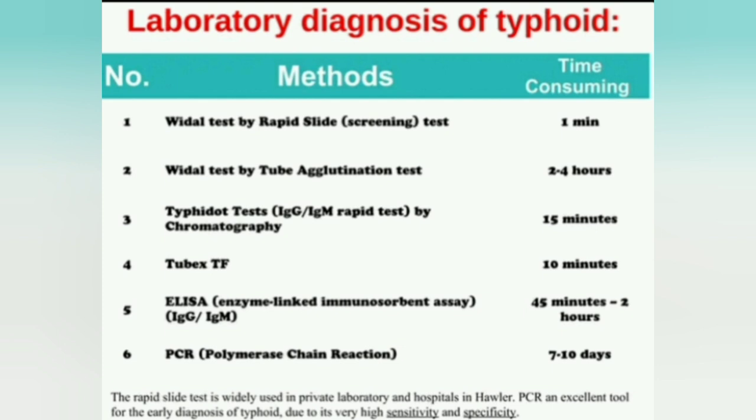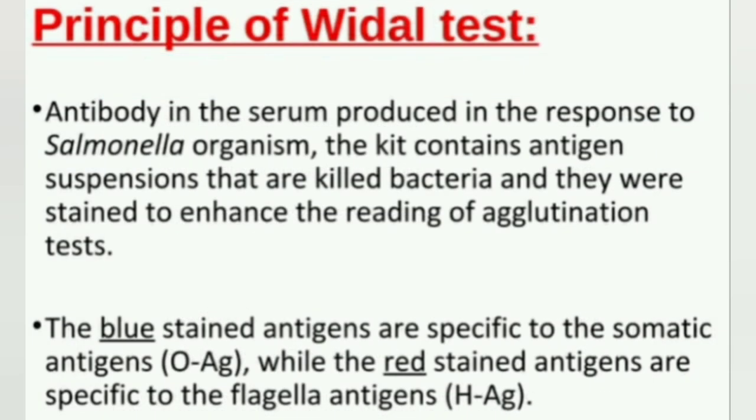Laboratory diagnosis of typhoid, methods and time consumed. Widal test by rapid slide screening test, 1 minute. Widal test by tube agglutination test, 3 to 4 hours. Typhoid test, IgG, IgM rapid by chromatography, 15 minutes. Tube test, 10 minutes. ELISA, 45 minutes. PCR, 7 to 10 days.